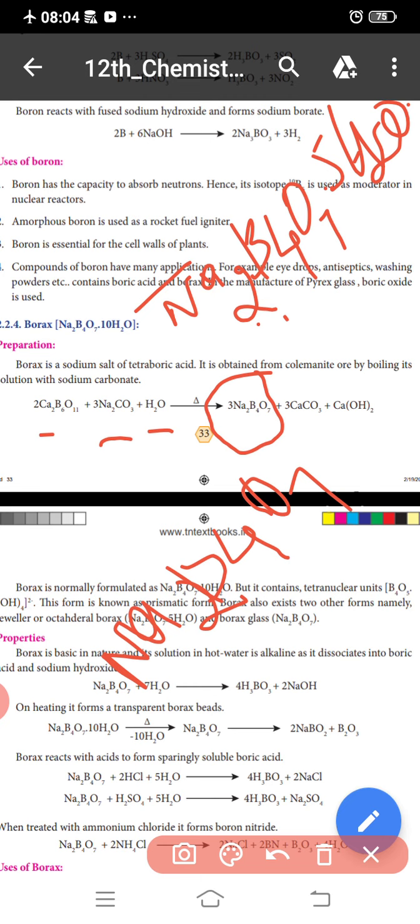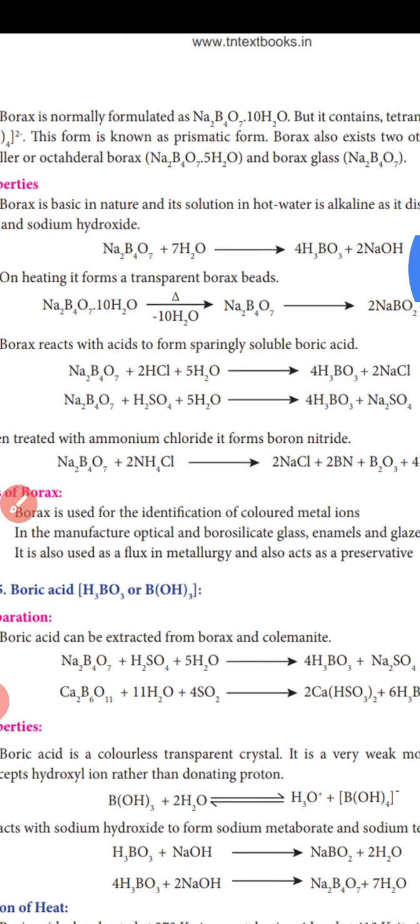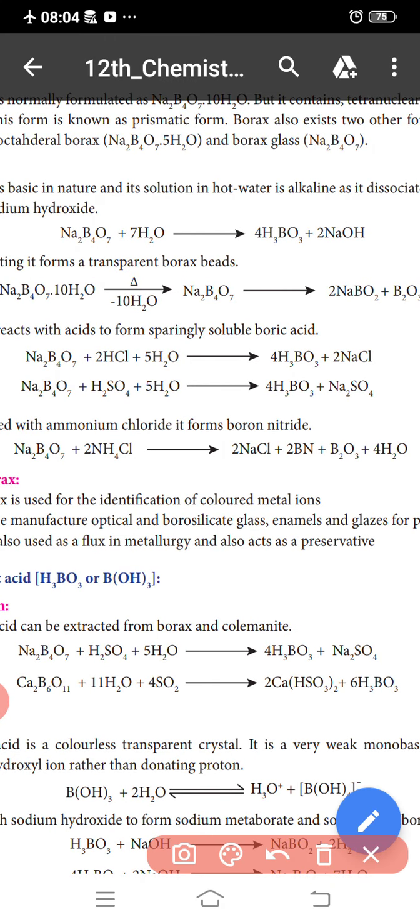The next one, properties of borax. The first one: borax with water reacts to give boric acid, H3BO3. Borax is basic in nature and its solution in hot water is alkaline, as it dissociates into boric acid and sodium hydroxide. This is the first property.